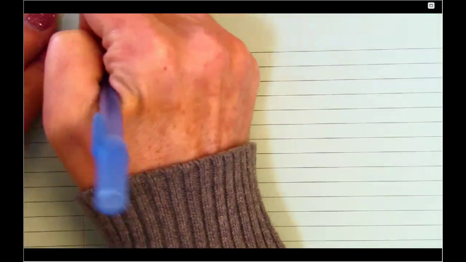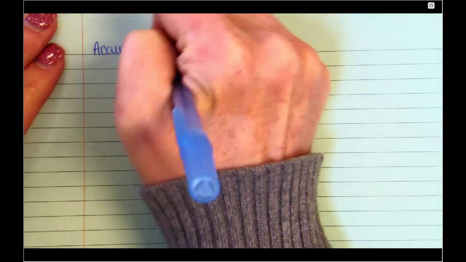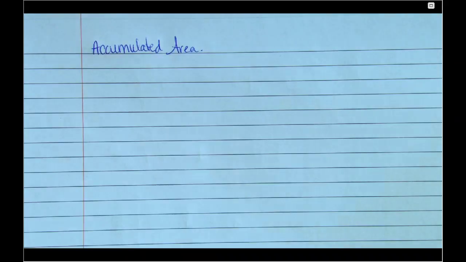Okay, so now, with that as background, we need to talk about something called accumulated area. Okay, so we're going to talk about the accumulated area function.